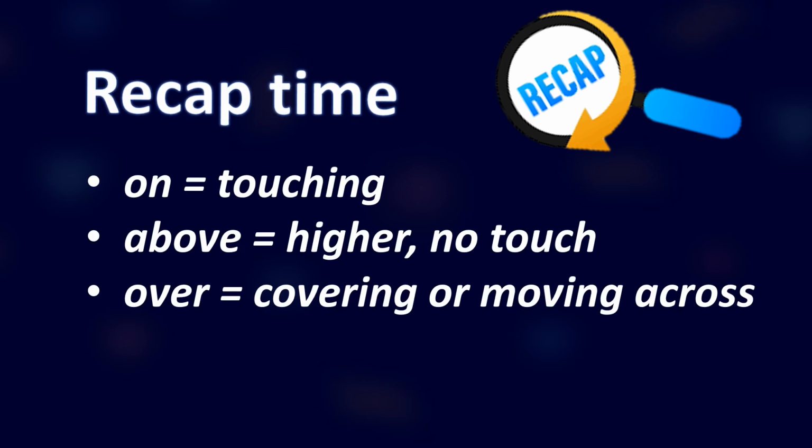It's recap time. Let's review the rules once again. Remember, on is touching. Above is higher but not touching. And over means covering or moving across. Is it clear?